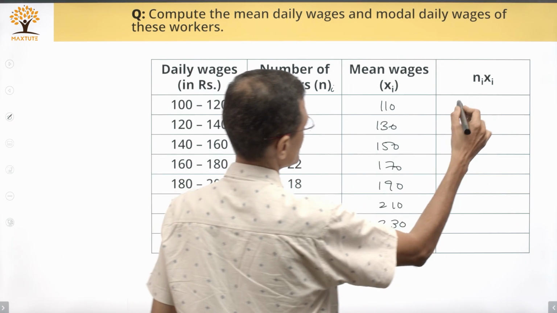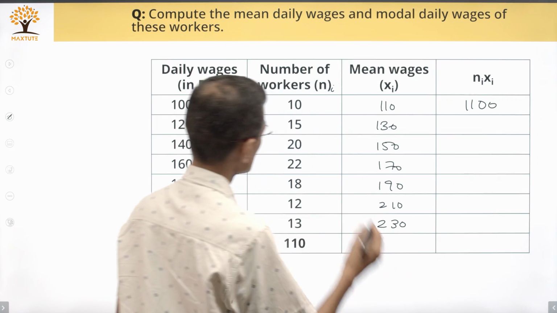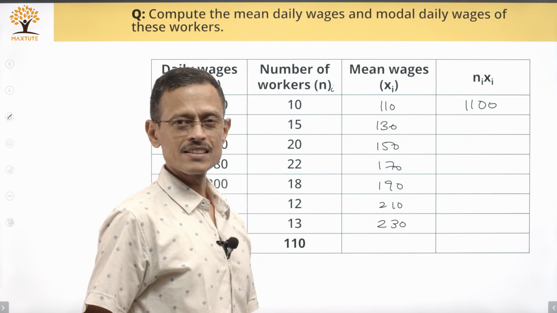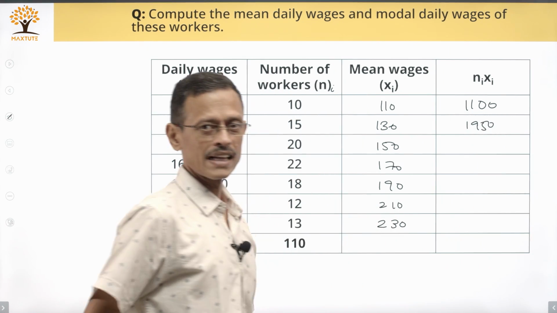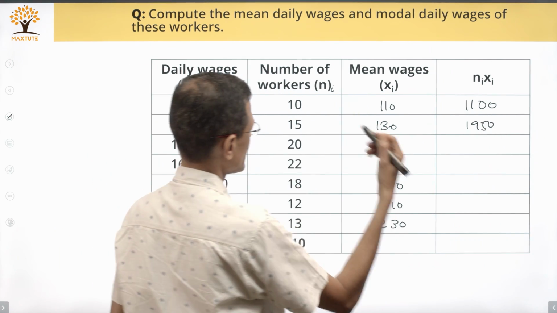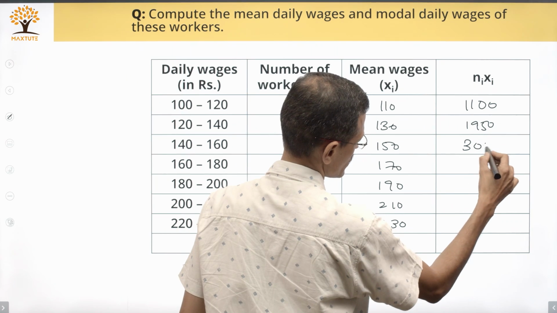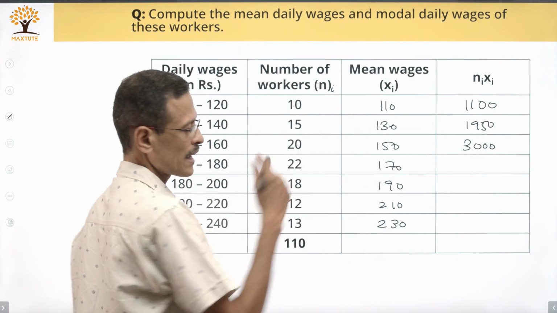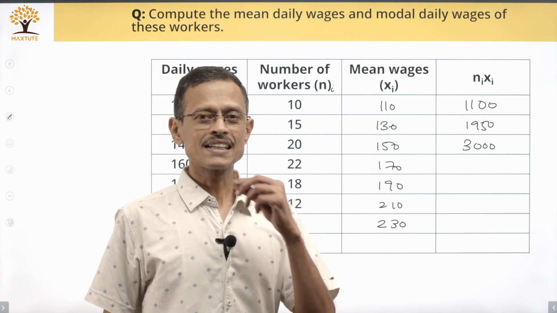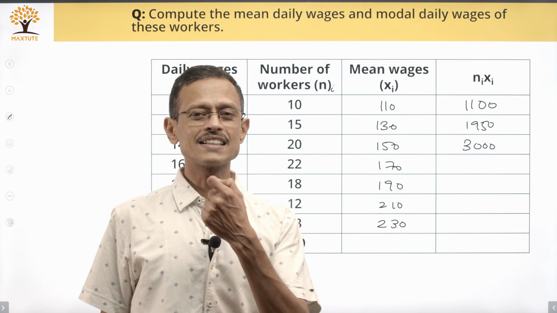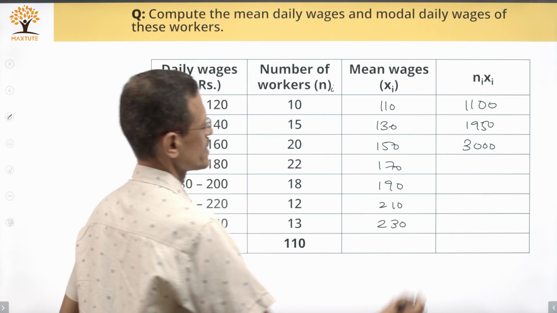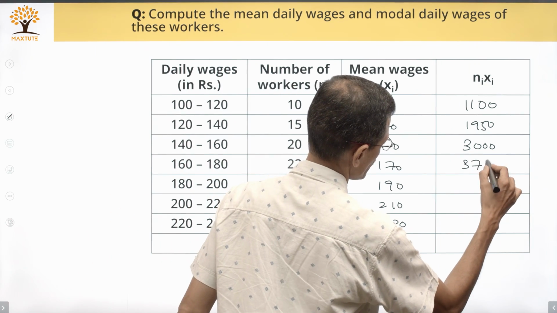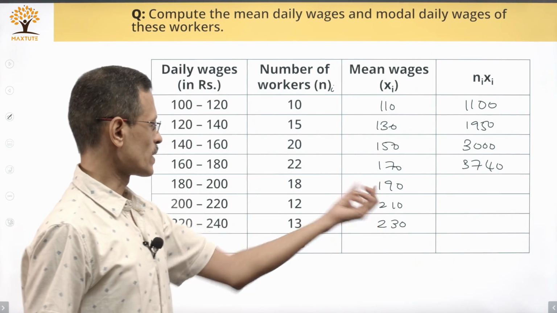So, 10 times 110 is very easy, which is 1100. 15 times 130 is 1950. 13 15s are 195. This is 1950. 20 times 150, again an easy number, 3000, very good. 22 times 170. 170 into 2 is 340, 170 into 20 is 3400, 3400 plus 340 is 3740, not too difficult. Let's move on to this one.